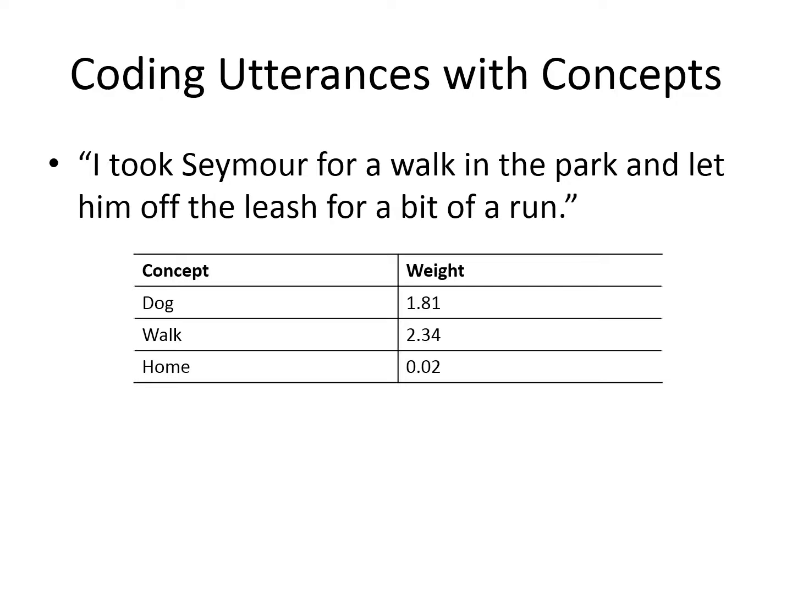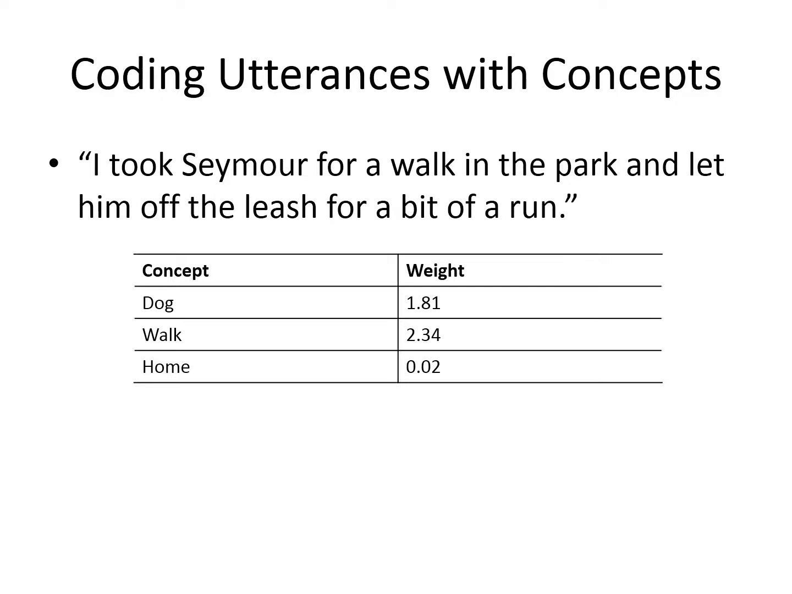It's pretty easy for us to recognize that Seymour in this instance is probably some kind of an animal, and he's probably a dog, because this person's talking about taking Seymour for a walk in the park, which at that point could be a child, or some other kind of family member. But the moment it says, "and let him off the leash for a bit of a run," you'd probably hope it's an animal. And that's exactly what has been picked up from the concept model: dog is implied with some high weighting, and walk as a concept also has a high weighting.